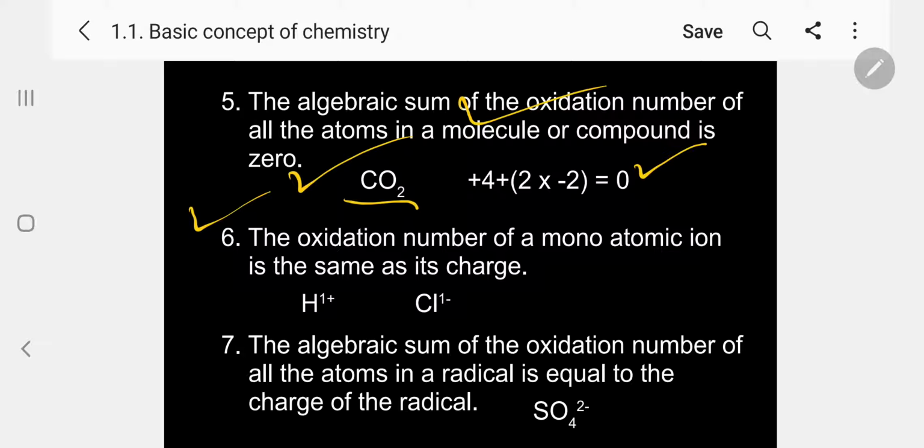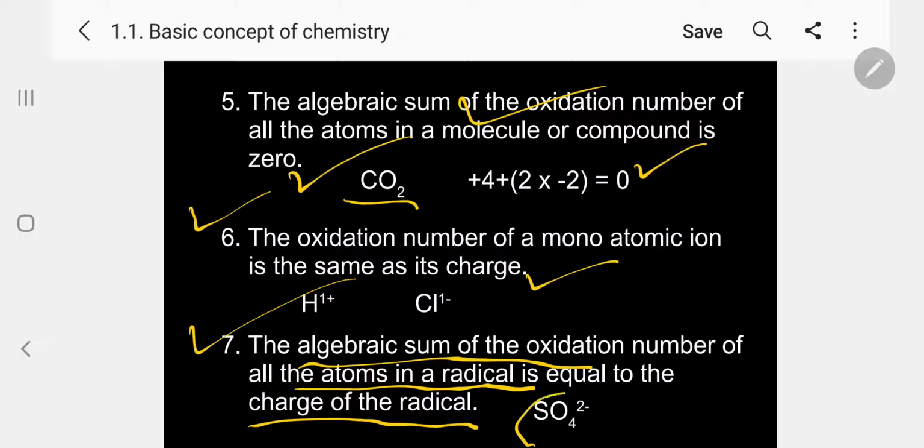Rule 6: the oxidation number of a monoatomic ion is the same as its charge. So H+ means +1, Cl- means -1. This is very interesting information. Another most important rule: the algebraic sum of the oxidation numbers of all the atoms in a radical, a group of atoms having a charge, is equal to the charge of the radical. For example, SO4 2-, the oxidation number of this ion is -2. So based on that we have to do the calculation.